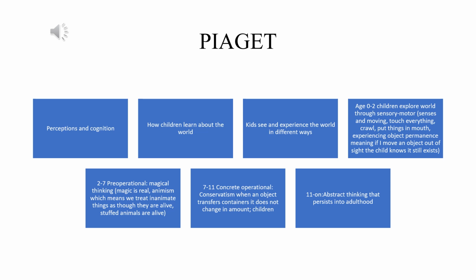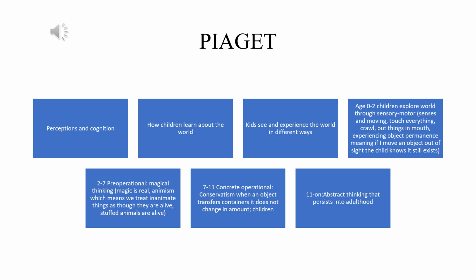Piaget. Piaget worked on perceptions and cognition. He wanted to know how children learn about the world, because we know that kids see and experience the world in many different ways. Ages 0 to 2, if you have children, you know that children explore through sensorimotor. So senses and moving, they're touching everything, they're starting to crawl, they put things in their mouth. They're starting to learn a little bit about object permanence, meaning if I move an object out of sight, the child knows it still exists.